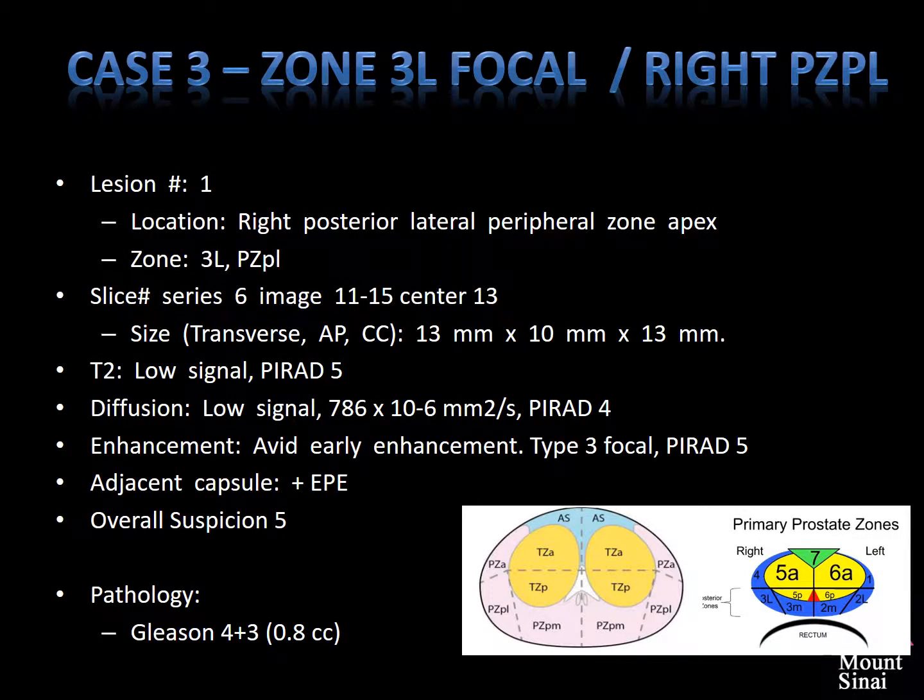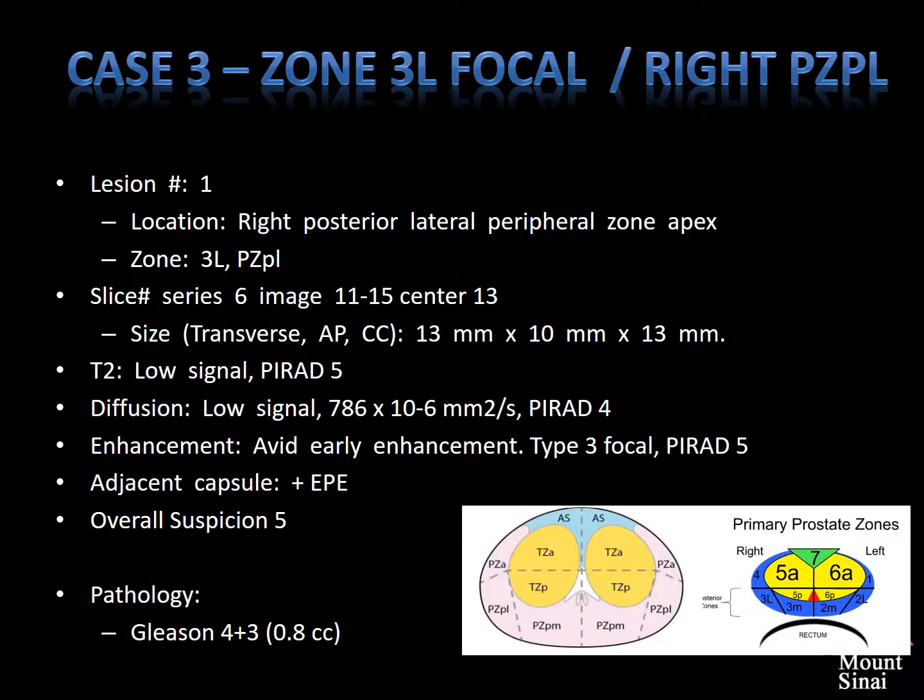Here's the concise report. Think about the images that you just looked at. Lesion number 1, location of the right posterior lateral peripheral zone at the level of the apex. The zone was 3L, or in PIRADS version 2, peripheral zone posterior lateral. It all starts to make sense now. You're able to look through the images and find these specific spots, especially if I told you the anatomical T2 was series 6, images 11 to 15. The center was 13. Do you think you can find that? It's important to have these three-dimensional volumes if you're going to be doing research. And then, of course, it's scored in our scoring system as well as PIRADS version 1 scores.